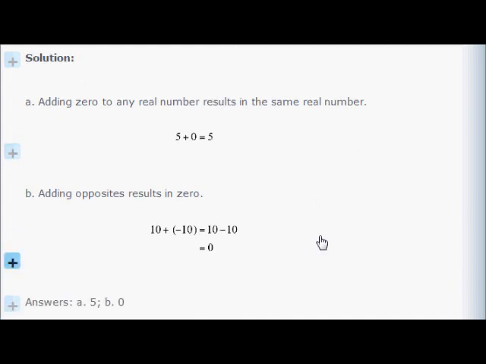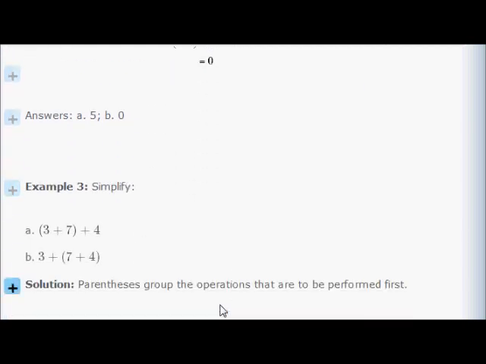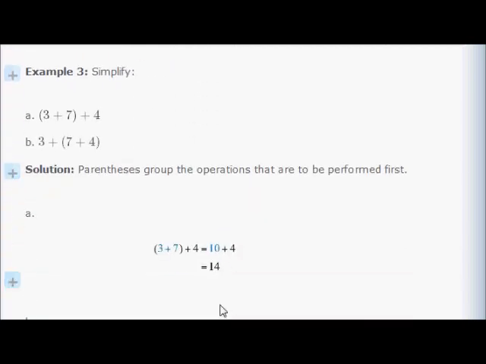What about 10 plus negative 10? Adding opposites results in 0. Because you're moving 10 to the right when you get to 10, and then you add negative 10, you need to now move 10 to the left. So you start from the origin, move 10 spots to the right, now you're moving 10 spots to the left, and you end up at the origin again. And 10 plus negative 10 is the same as 10 minus positive 10, which is 10 minus 10, which is 0.